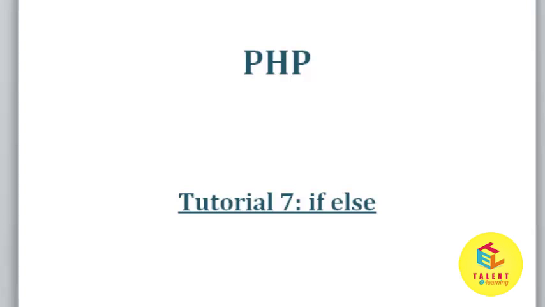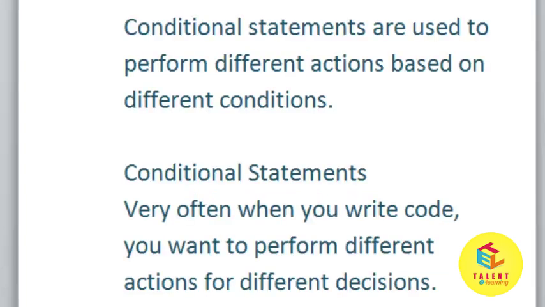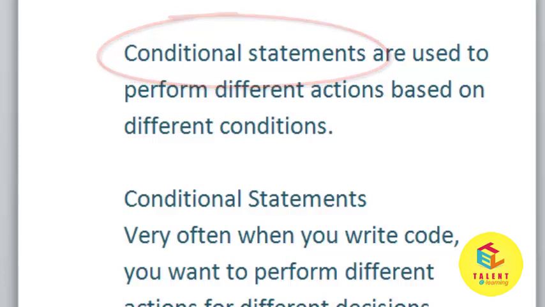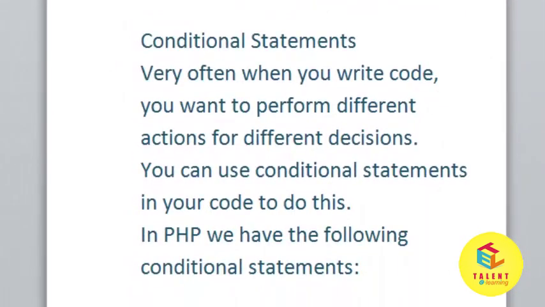In this tutorial, we will discuss the control statements like if else and if else if statement. Conditional statements are used to perform different actions based on different conditions. Very often when you write code, you want to perform different actions for different decisions. You can use conditional statements in your code to do this.